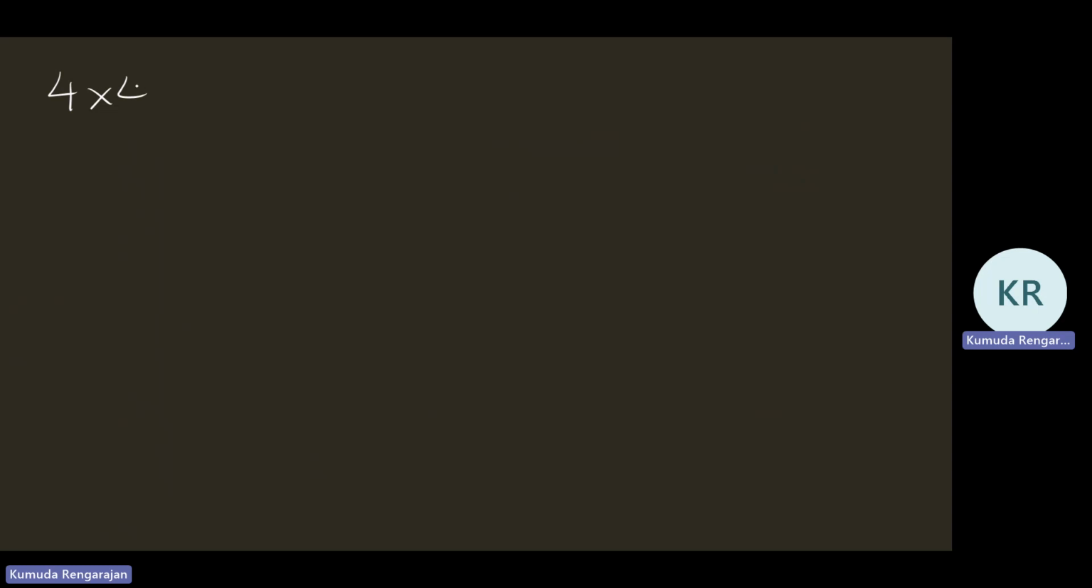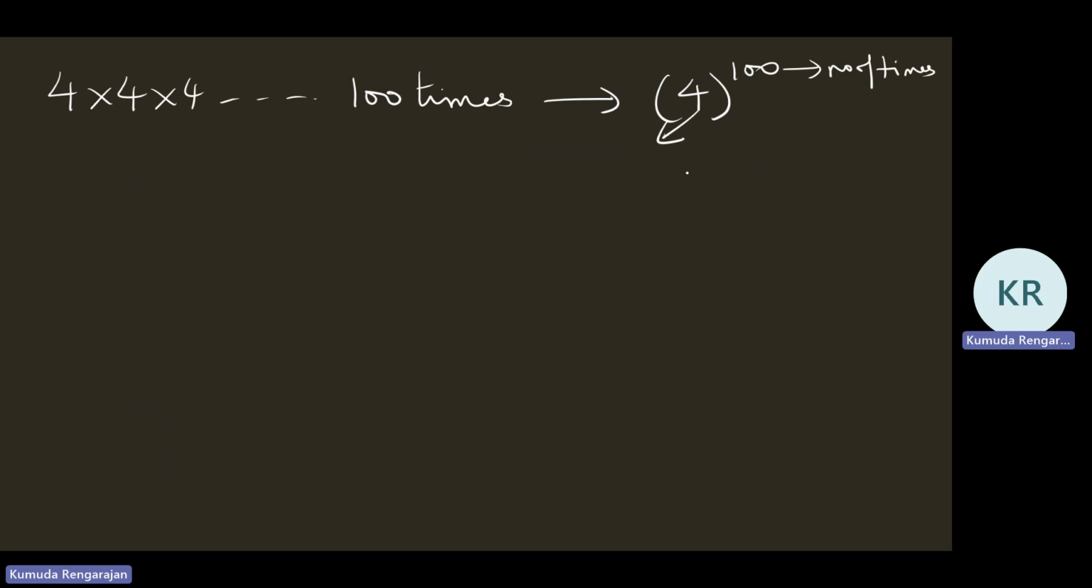So 4 into 4 into 4, 100 times, can be expressed using exponents like this: 4 raised to the power 100. Because 4 is multiplied with itself many times, that becomes the base, and the number of times becomes the power. So 4 to the power 100 is not 4 plus 4 plus 4, 100 times. It is 4 into 4 into 4 into 4, 100 times, where 4 is called the base and 100 is called the power. And we read it as 4 raised to the power 100 or 4 to the power 100.